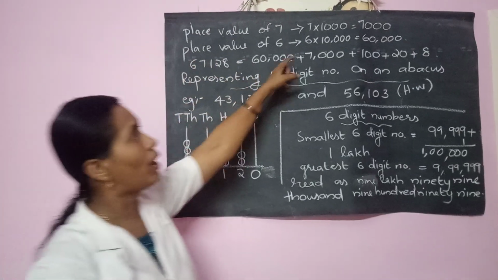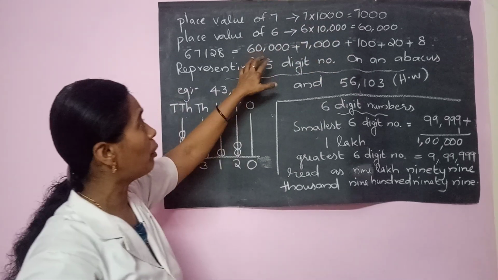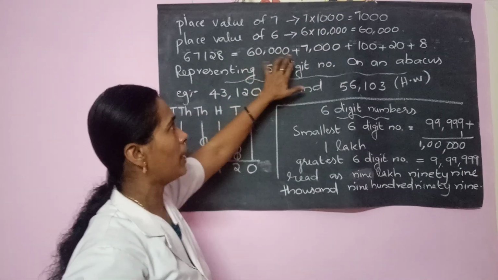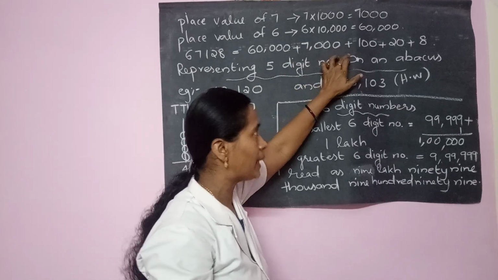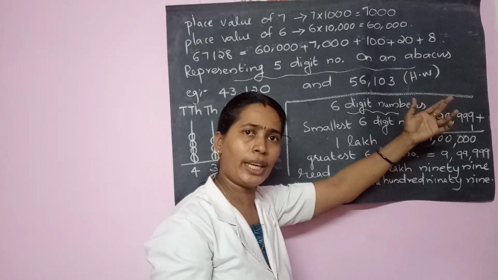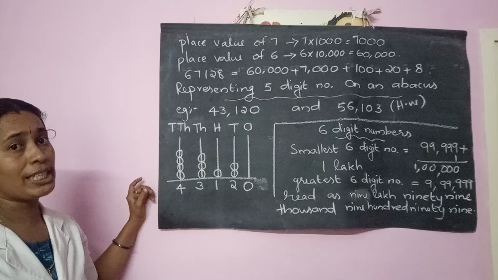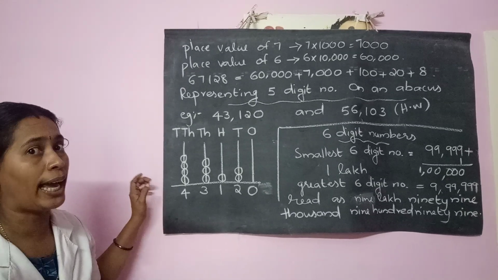60,000. Sum of all place values of the digits required. So you write the sum of all place values: 60,000 plus 7,000 plus 100 plus 20 plus 8. Okay, is it clear? Do the same question for the previous number. The previous number teacher has given is 12,987.